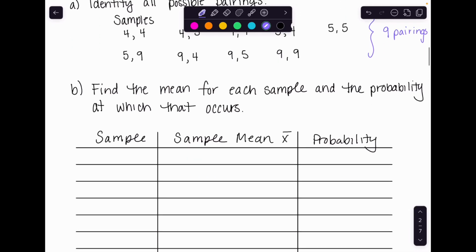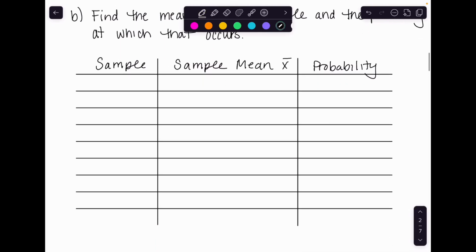So I'm going to start by listing all of my samples on the side. We had 4 and 4 together, 4 and 5, 4 and 9, 5 and 4, 5 and 5, 5 and 9, and then finally 9 and 4, 9 and 5, and 9 and 9. You can see a lot repeats, so you don't have to triple do work for these sample means.